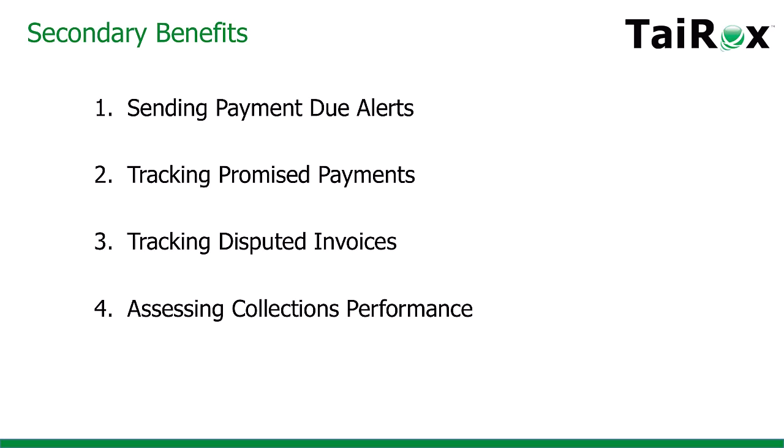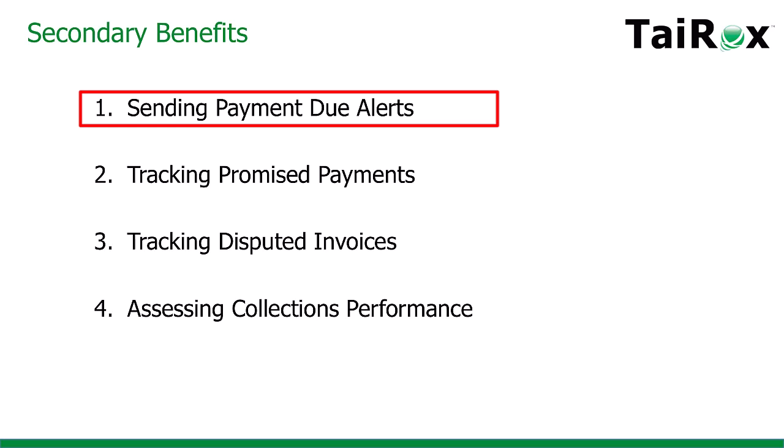Secondary benefits are nice-to-haves for most enterprises. However, any of these items may be compelling for some. Payment due alerts are sent before a payment is due to encourage on-time payment. You may wish to send these to customers that habitually pay late because they are not keeping track of due dates.